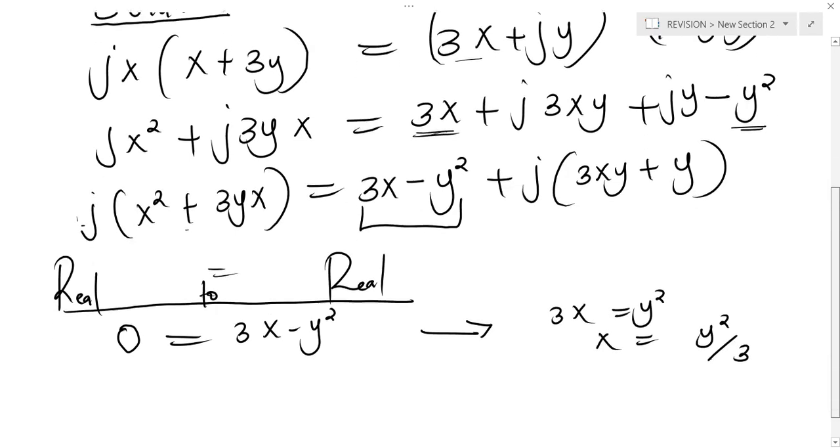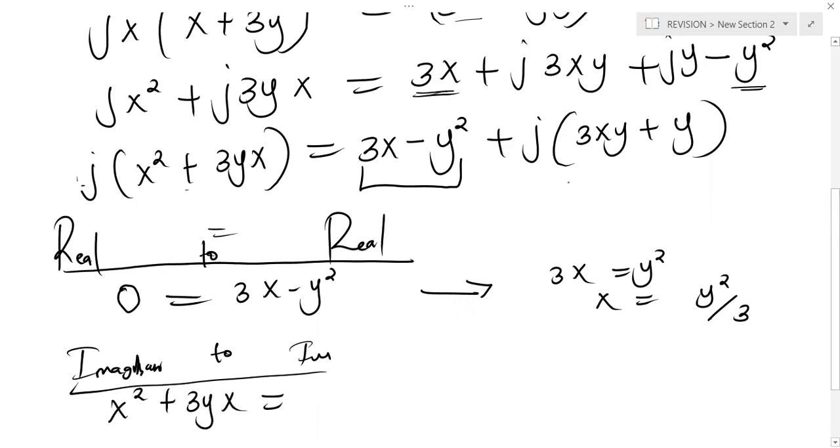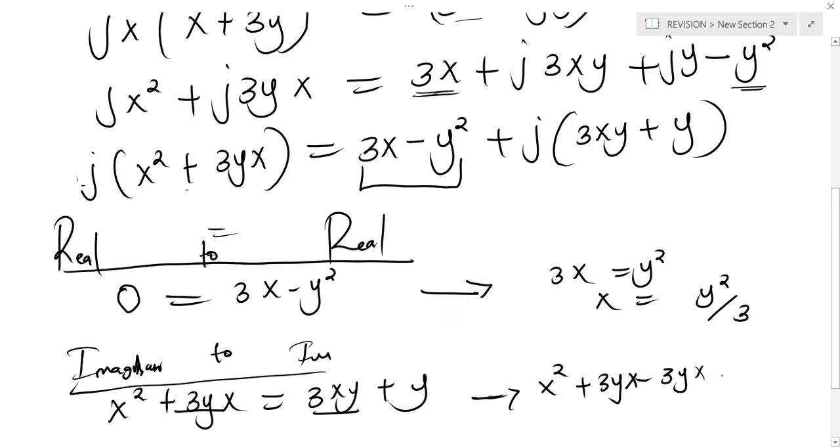Then let's take the imaginary part of this side, equate it to the imaginary part of the other side. So imaginary to imaginary, what does that give? So the imaginary part is x squared plus 3yx is equal to the imaginary part of this side, which is 3xy plus y. This and this are clearly the same. So if we bring this to this other side, this will cancel. So this implies that I have x squared plus 3yx minus, bring this to the other side, I can write it as 3yx as well because multiplication is commutative. This is equal to y. So this gives me a 0 so that I have x squared is equal to y.